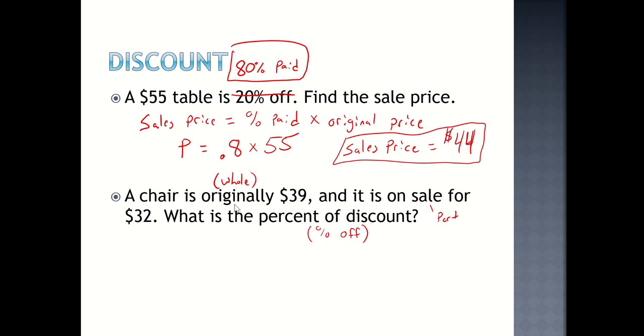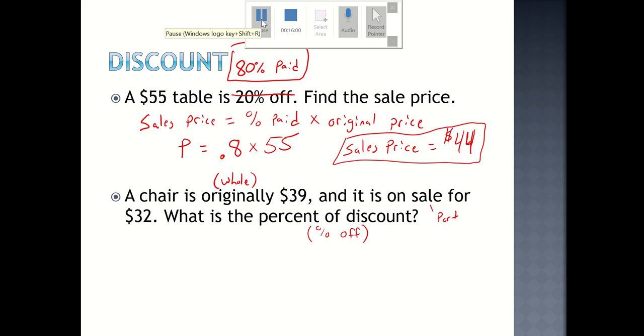Okay, so a chair is originally $39. That's going to be our whole. When you see the original price, that's your whole. It's on sale for $32. When you see on sale or the sales price, think that's the part. That's the smaller portion. What is the percent of the discount? Okay, now there's one of two ways to do this. We could either find the percent paid and then figure out the discount, or we could jump straight to the discount. I'll work it both ways.